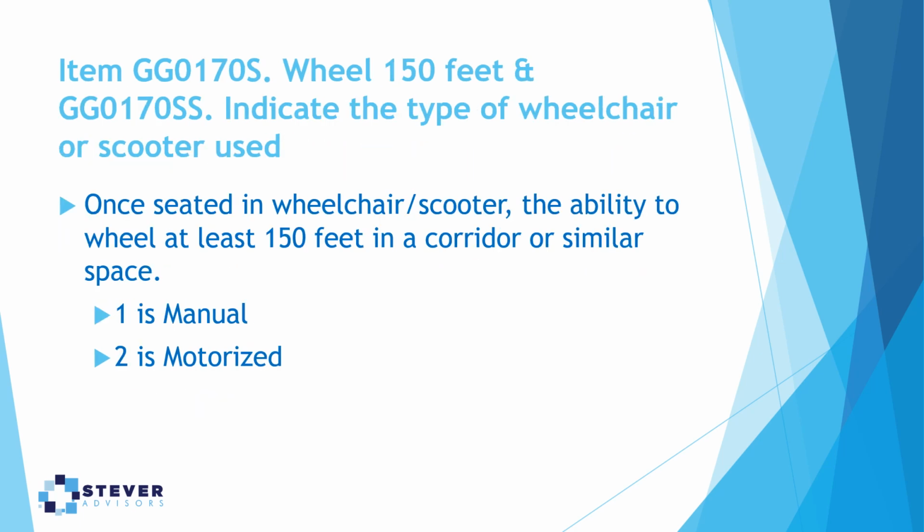The last areas in section GG are 170S and 170SS, wheel 150 feet, and whether or not they use a wheelchair or motorized scooter. Again, just like the wheel 50 feet, code them for their level of performance and if they used a manual or motorized wheelchair.